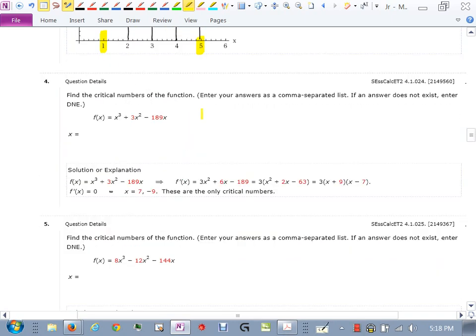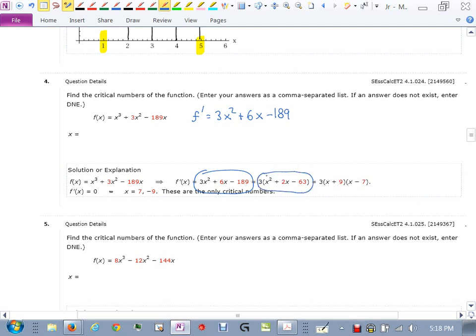Okay, find the critical numbers of the function. So to find critical numbers, all we need to do is take the derivative, figure out where the derivative is 0, and where possibly the derivative is undefined. So I take the derivative here. The derivative of this is 3x squared plus 6x minus 189. What we do is we factor out a 3. So if we factor out a 3, we get this.